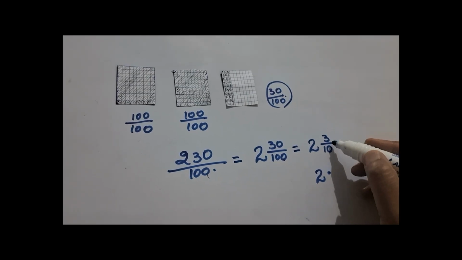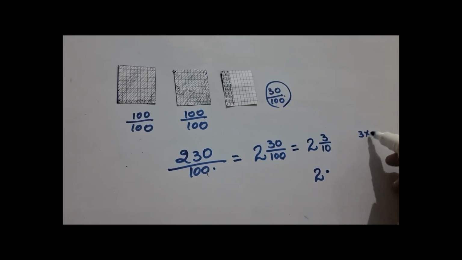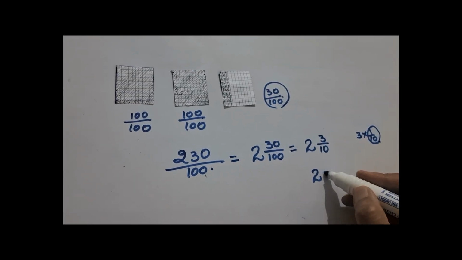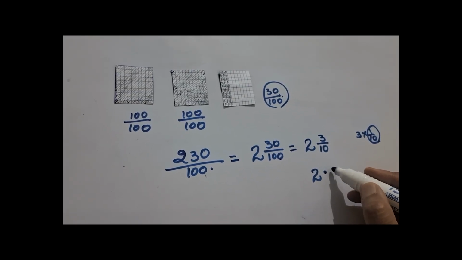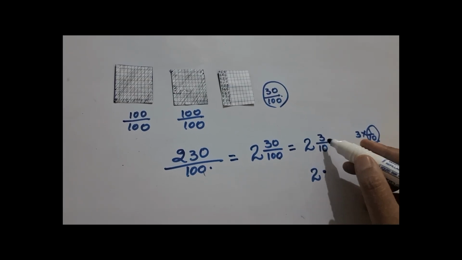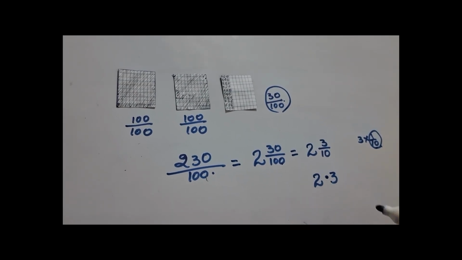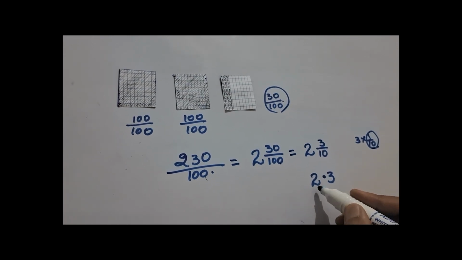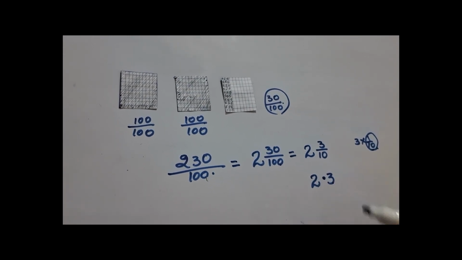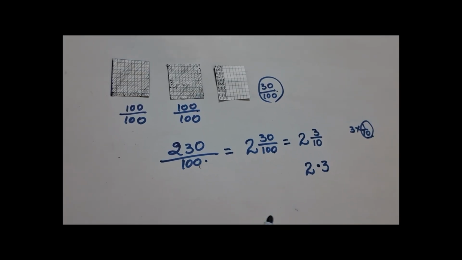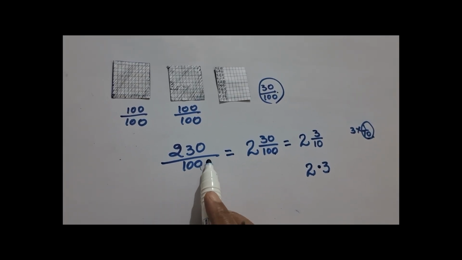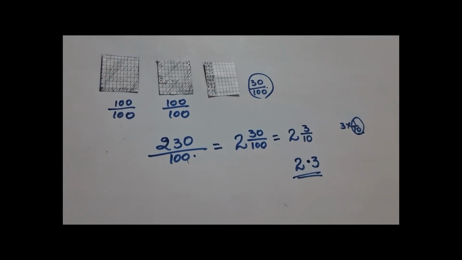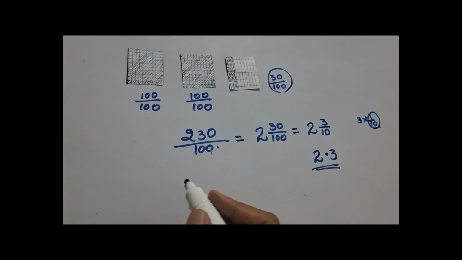And this 3 by 10 can be written in the decimal form as 2 whole parts, and the decimal part is what? 3 into 1 by 10. That means it is in the 1/10th place. So after the decimal point, the place is the 1 by 10th place. So write this 3 in the tenths place. Okay, children. So this is 2.3. This is how we can write a decimal fraction as a decimal number. Okay, children. Now let's take another example.